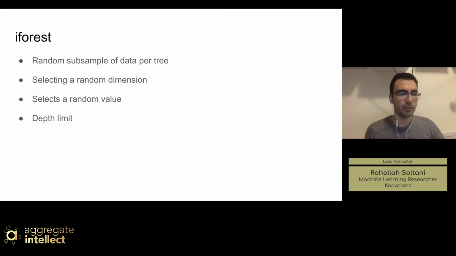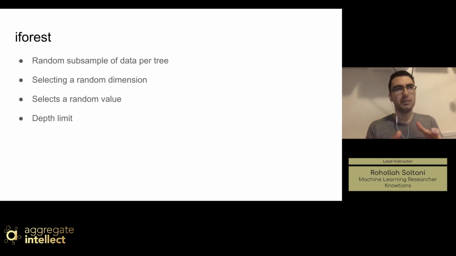So, the process of branching is performed recursively over the data set until a single point is isolated, or a predetermined depth limit is reached. And when a tree goes too deep, the branching process will stop, and it will assign the maximum depth value to all those points.